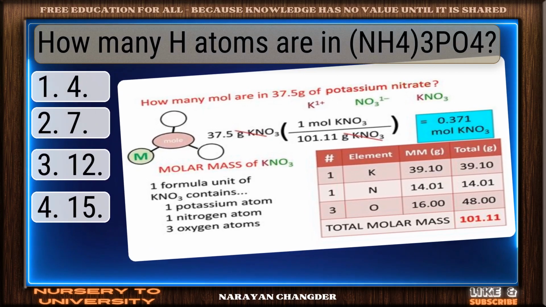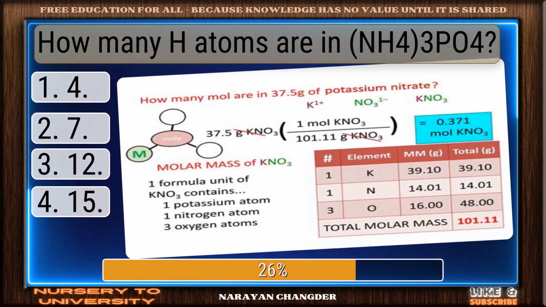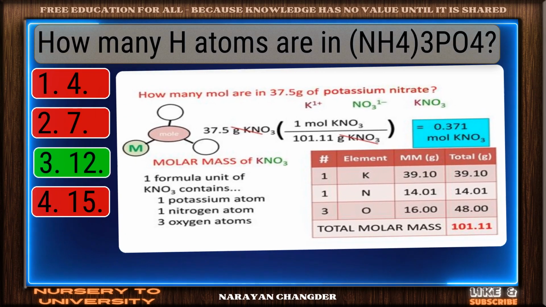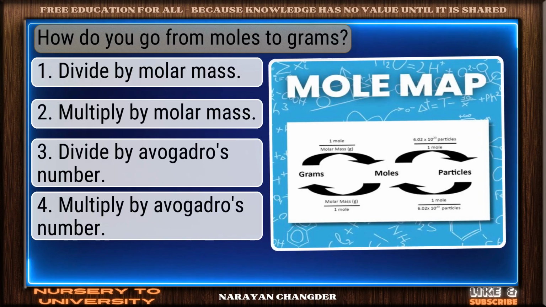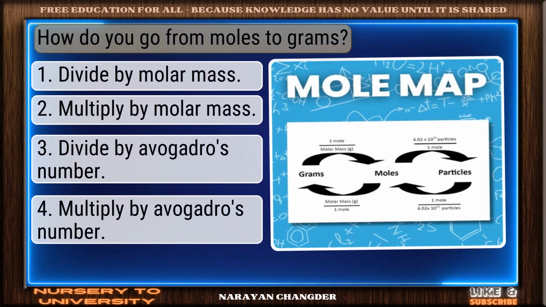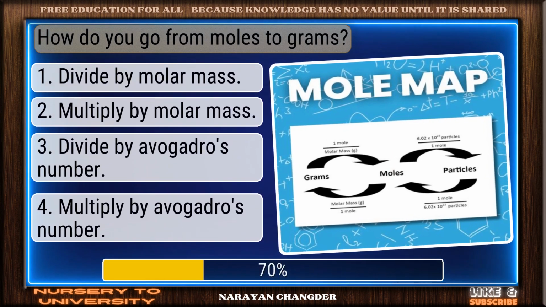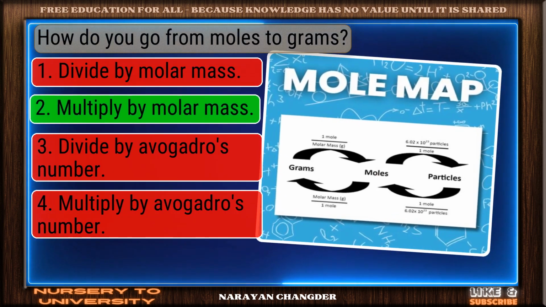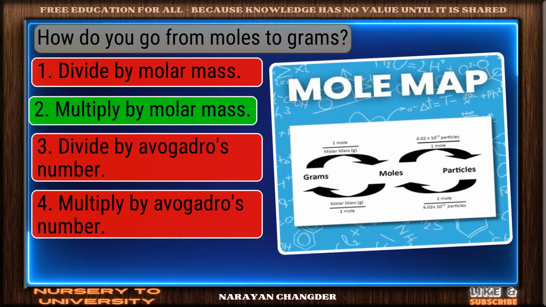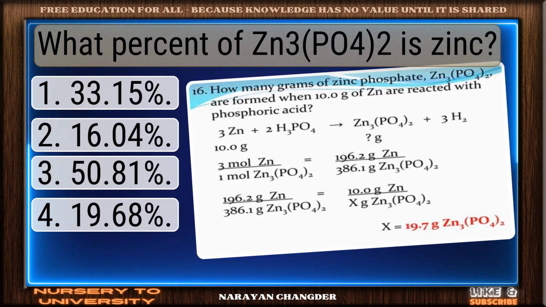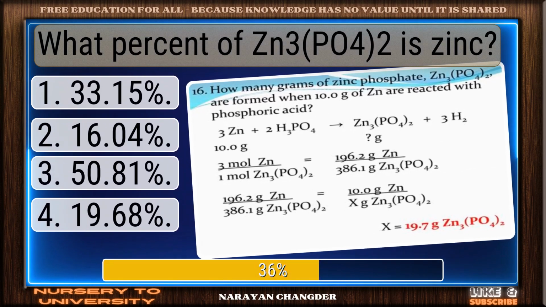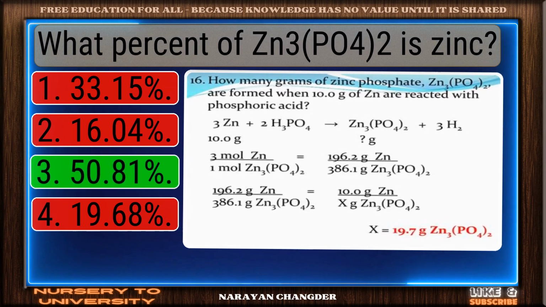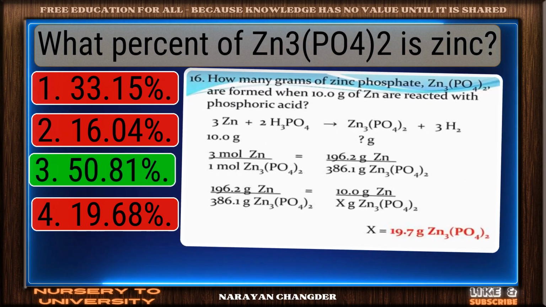How many H atoms are in 3Po4? Well reasoned. 12 is the correct choice. How do you go from moles to grams? Excellent. Multiply by molar mass is a brilliant choice. What percent of Zen32 is zinc? Right choice. 50.81% is the best answer.